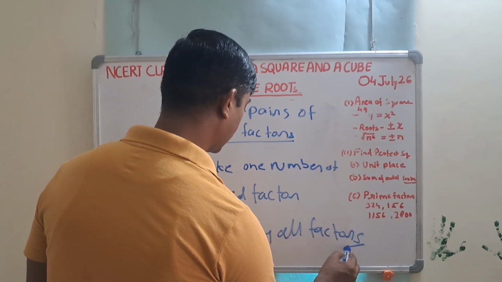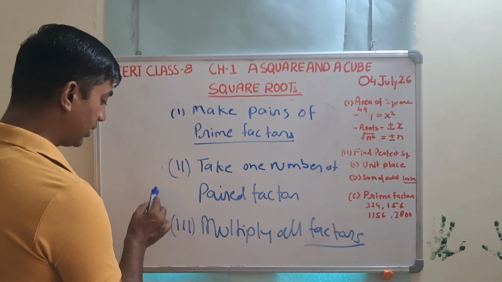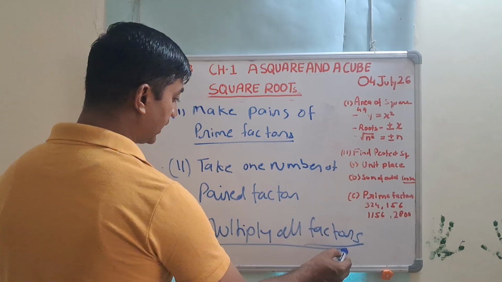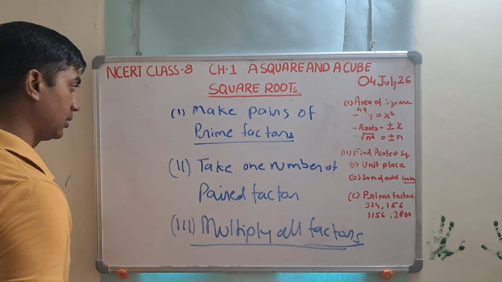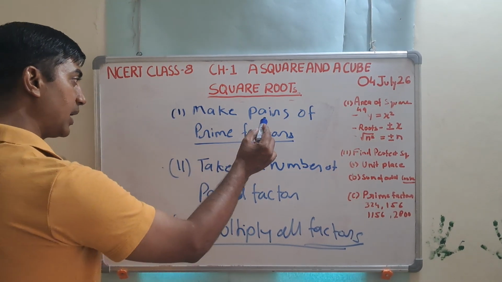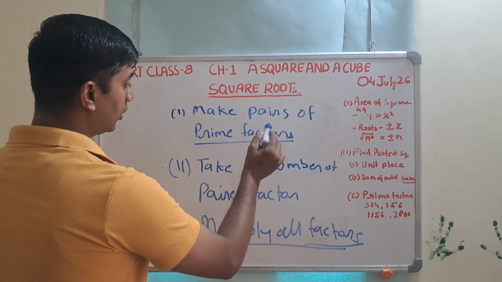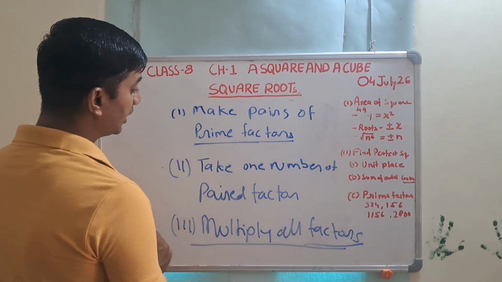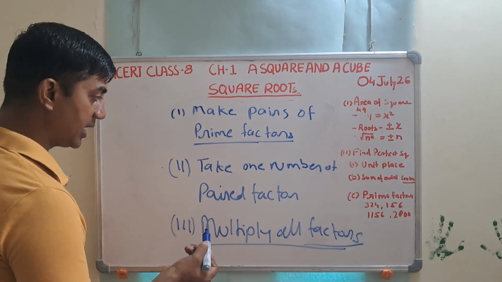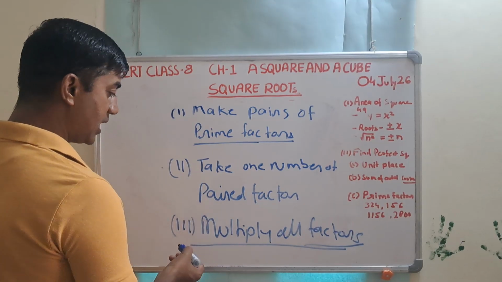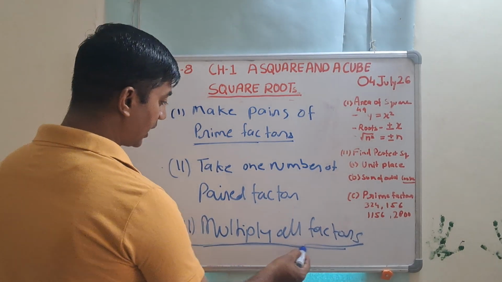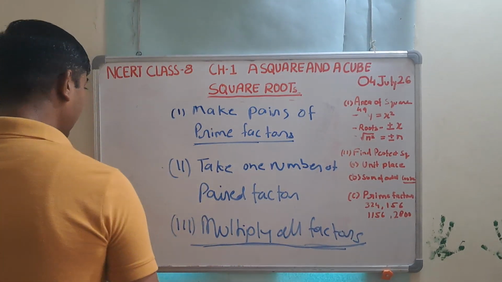ये जो सेकंड स्टेप में हमें जो फैक्टर्स मिले हैं उनको हम मल्टीप्लाई करेंगे, will get the square root of that number. Understood? नंबर वन स्टेप है, हमें प्राइम फैक्टर करना है और फिर प्राइम फैक्टर्स के पेयर्स बनाने हैं. उसके बाद में हर पेयर से हमें एक एक नंबर ले लेना है और वो एक एक नंबर को हमें मल्टीप्लाई करना है, will get the result. Let's see the example.